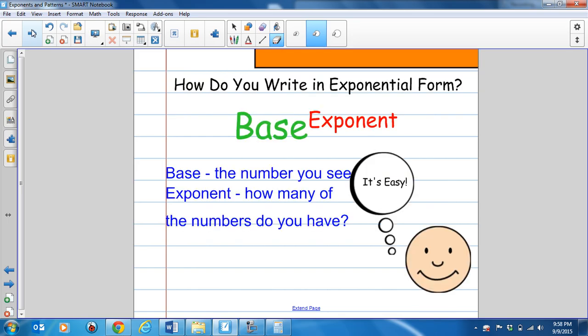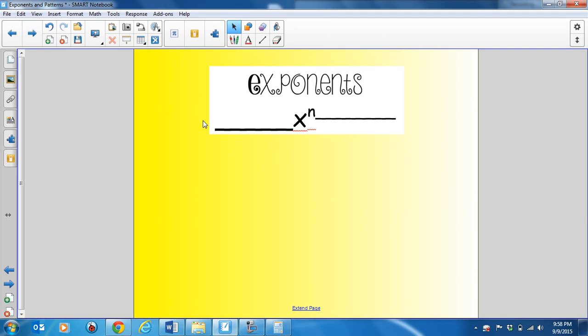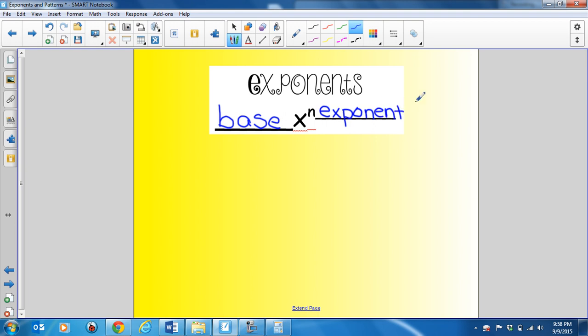So how do you write an exponential form? Well, you would have a base, or the bottom bigger number, and you would have an exponent, which is the number in the corner. The base is the number that you see, and the exponent is how many of the bases you have. So right here in your notes, I want you to write base, and I want you to write exponent. Okay? And we're going to go over this in more detail in just a moment.